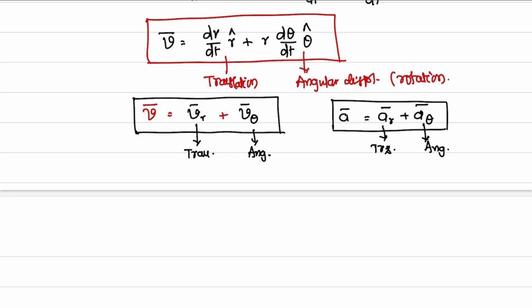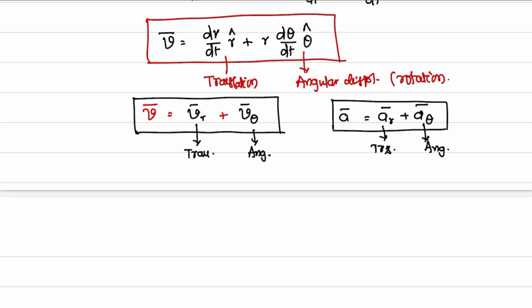When we start doing the problems, we will be able to understand better and deep dive into this acceleration when the rigid body is in rotational motion. We will do some problems here and then we will understand what is what.